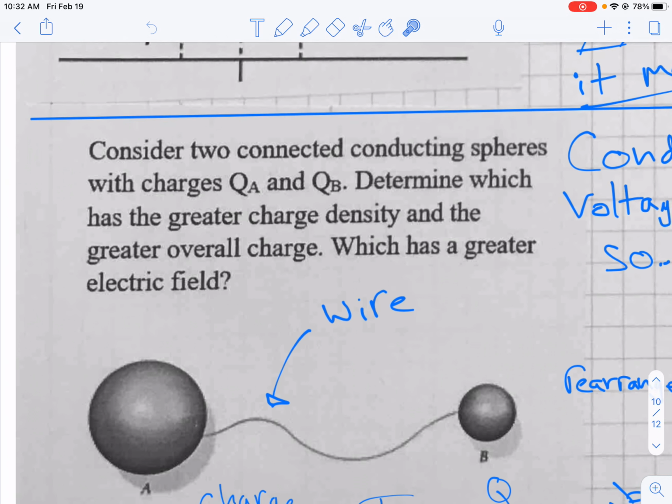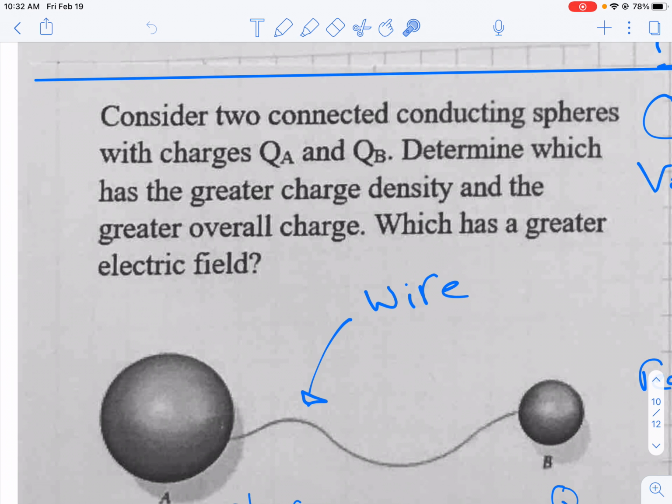Now, let's take two conductors that are connected with a little wire here. Okay? And we want to determine which of these conductors has the greater charge density and the greatest overall charge.